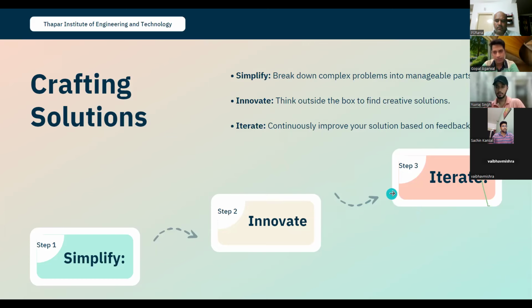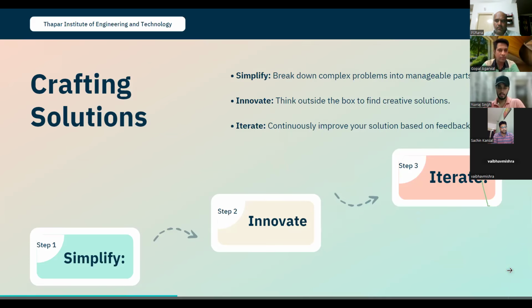Gopal, would you like to add something? I think that is the perfect answer. Having a focused and simple solution that you can tell to anyone and that is understood in one line is the perfect solution.